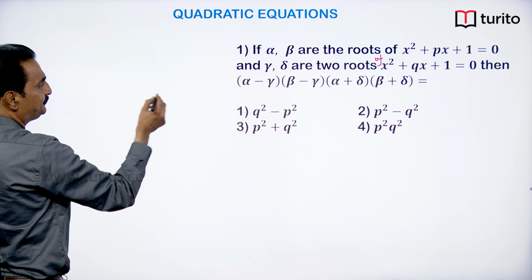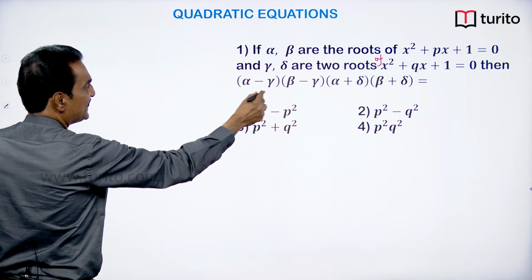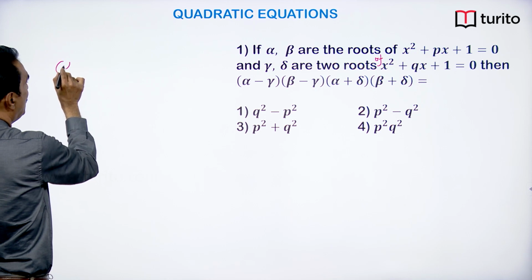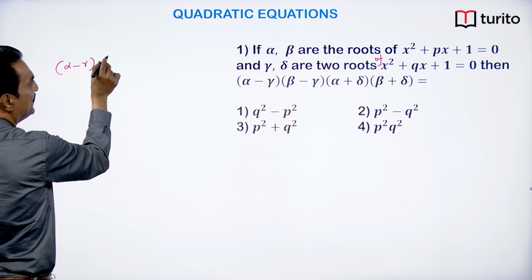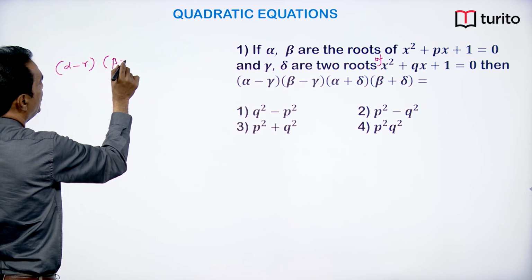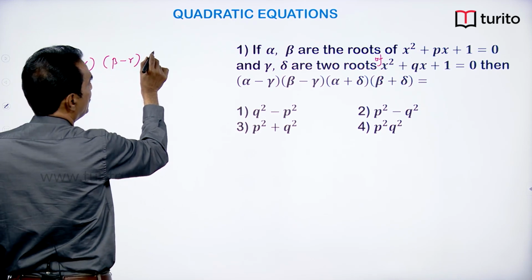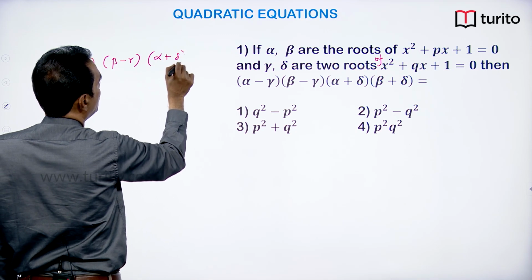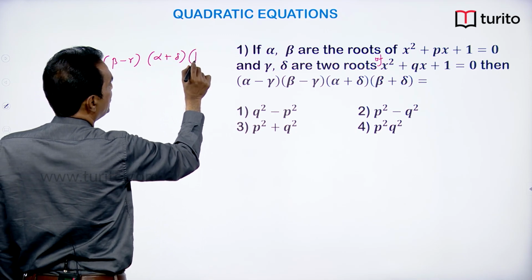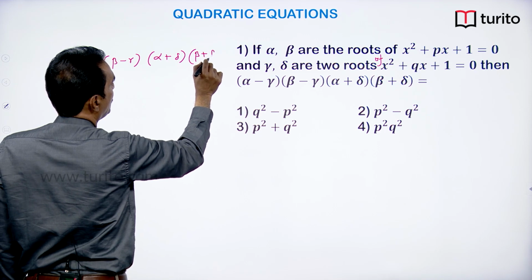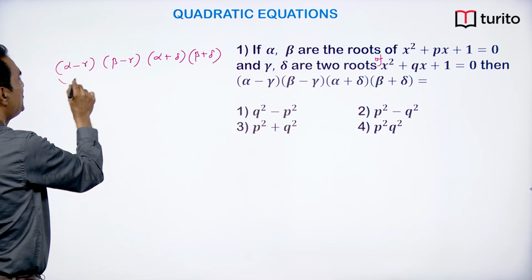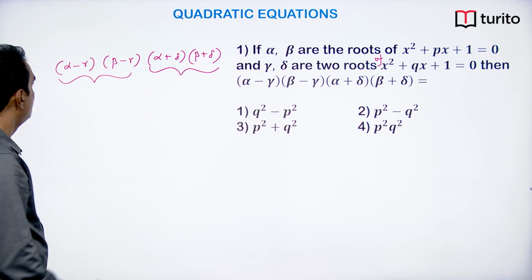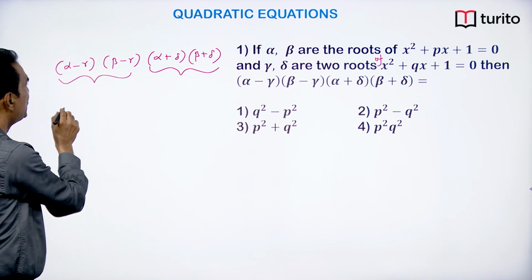First, let us expand the given product. Alpha minus gamma into beta minus gamma into alpha plus delta into beta plus delta. First, multiply these two and these two separately. If you multiply these two, what will you get?